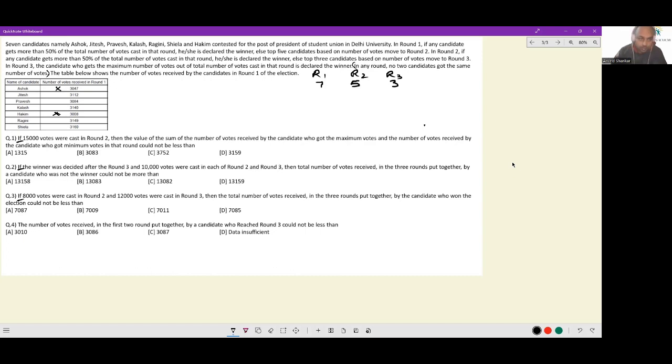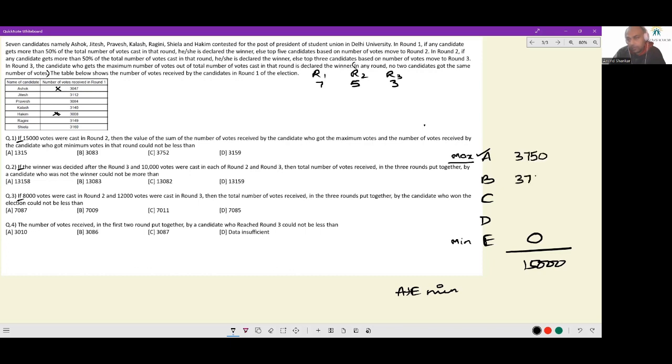Okay, let's see. 15,000 votes were cast in round 2. So let's say the 5 candidates are A, B, C, D, E. The summation is 15,000. And what I want to do is minimize the sum of A, who has got the maximum votes, and E, who has got the minimum votes. A plus E, I have to minimize, because I'm looking for the minimum score. The sum of votes cannot go below this total. So first thing, the person who has come in 5th, let me give him 0 votes. Let me not give him any votes at all. And the remaining 4, let me distribute the votes equally.